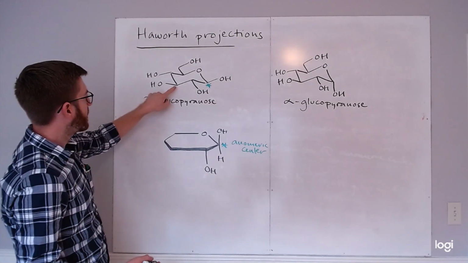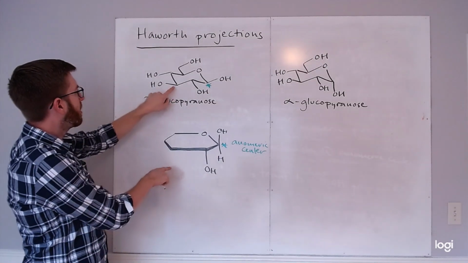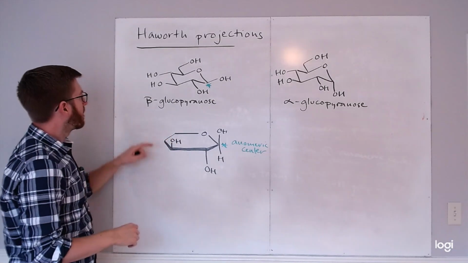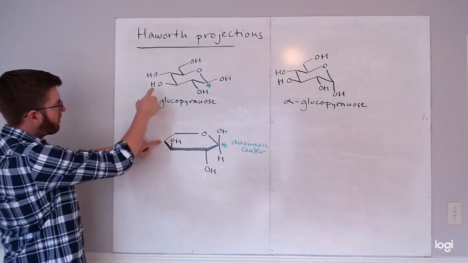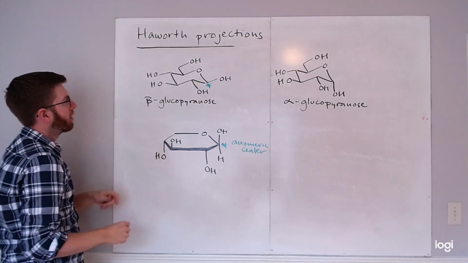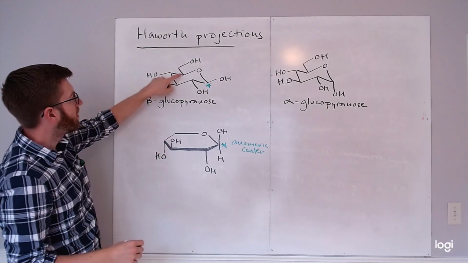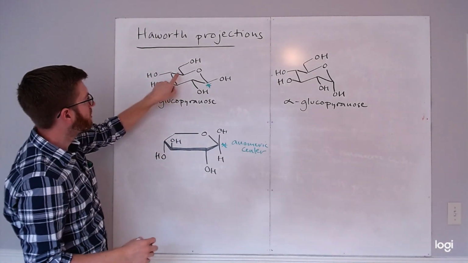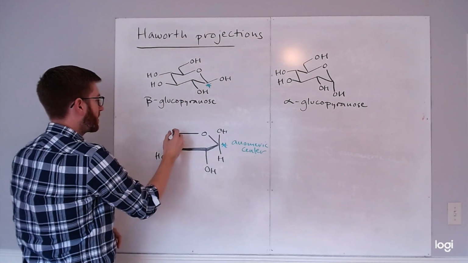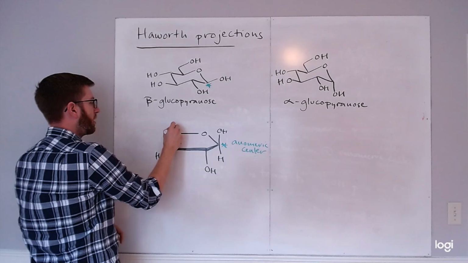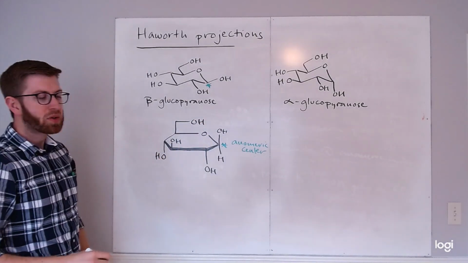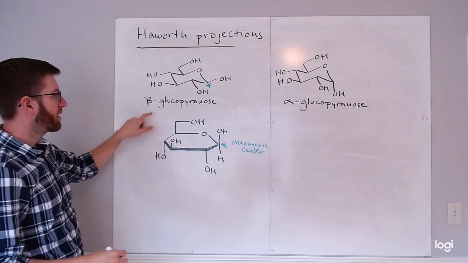Okay, so if I look at C3 and C3, I see this alcohol is pointed up, so I'll have an OH up. C4 is C4, that OH group is pointed down, so I'll make my OH down. And then finally for C5, I have a CH2OH group, and that actually seems to be pointed up. My axial hydrogen is going to be pointed down. And so here I'm just going to draw a vertical line, horizontal line, OH. So this would be the Haworth projection of beta-glucopyranose.